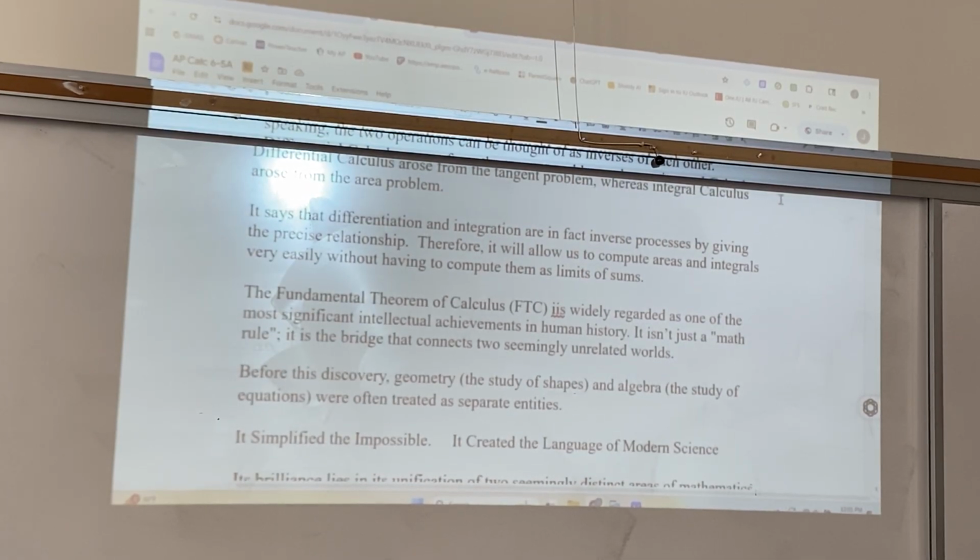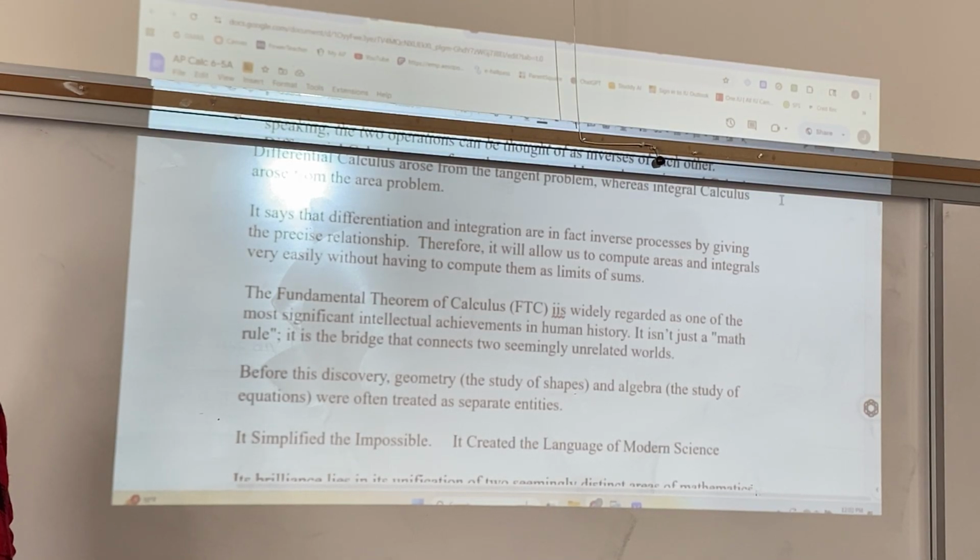What FTC says, fundamental theorem of calculus, is that differentiation and integration are in fact inverses of each other. It will allow us to compute areas and integrals very easily without having to compute them as the limit of sums of whatever shapes we're using. Rectangles, we use some triangles, we use part of a circle, trapezoids, and we don't have to do that. It's widely regarded as one of the most significant intellectual achievements in human history.